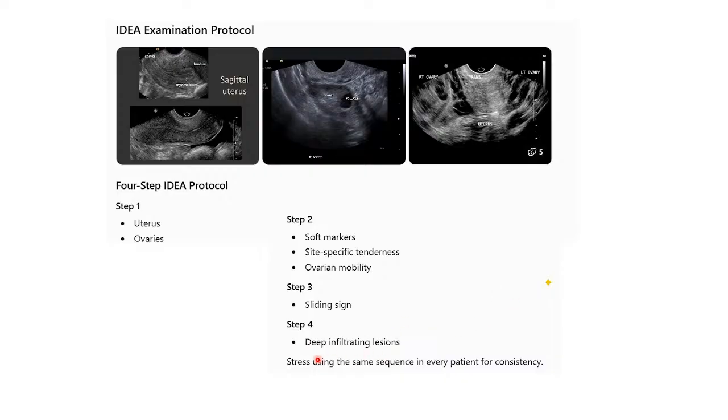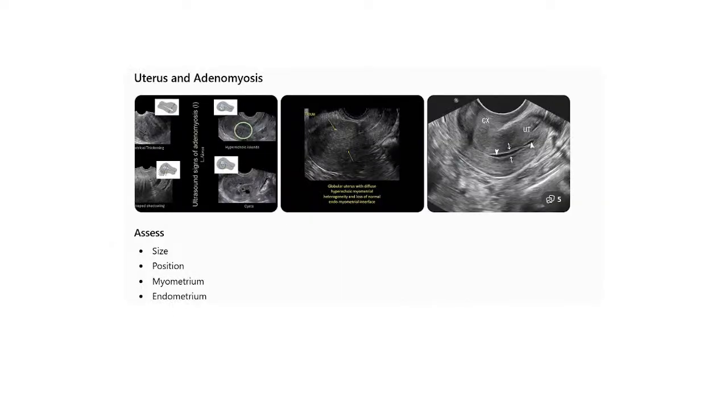Step 4, deep infiltrating lesions. So you must check for deep infiltrating lesions. You have to stress using the same sequence in every patient for consistency. So you must be consistent and methodical in the way you do things so that you don't forget to assess other areas.